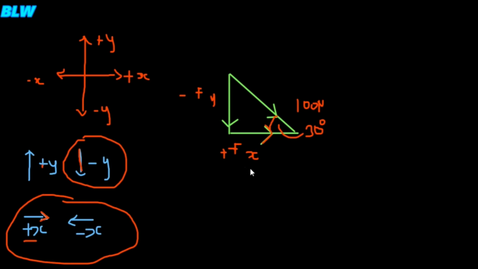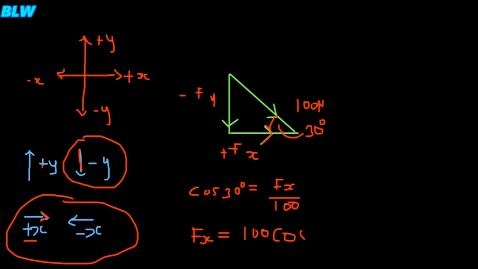So for the x part, it is adjacent. So that will be cosine of 30 degrees. It is adjacent, that is Fx over hypotenuse, which is 100. So the Fx, which is the x component of this force, will be 100 cosine of 30 degrees.